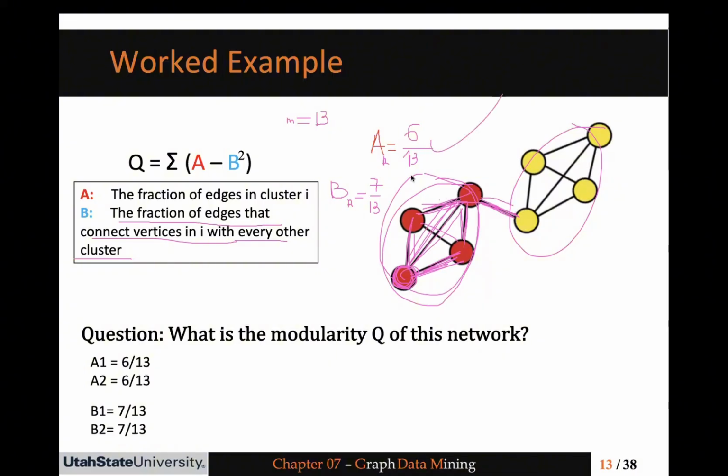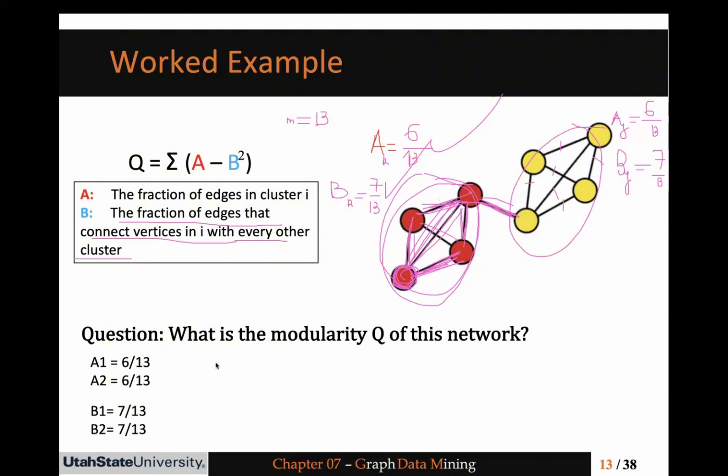Okay, so now that I computed A red and B red, you should, I think, understand from the network topology that A yellow is exactly equal to the same ratio here. So this is still equal to 6 over 13, right? Because I have 1, 2, 3, 4, 5, 6 edges that link the yellow nodes together. And B yellow in this case is equal to 7 over 13. So exactly the same ratio that we had earlier.